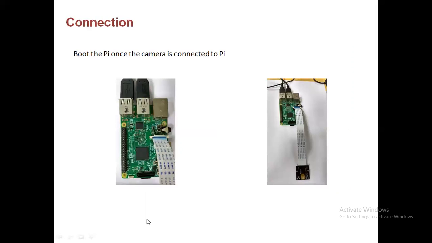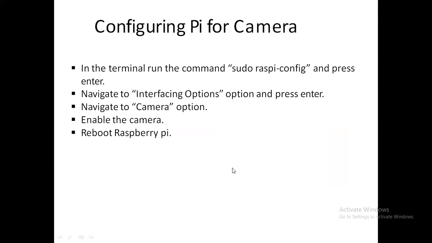Now see how this connection is made. Boot the Pi once the camera is connected to the Pi. See, here this is a Raspberry Pi, and here we are connecting the camera. These are the two pictures where you can analyze better.